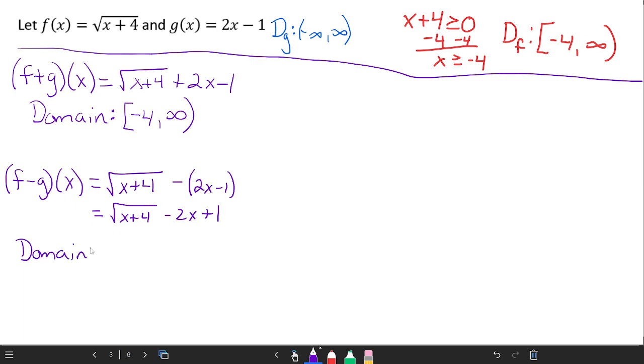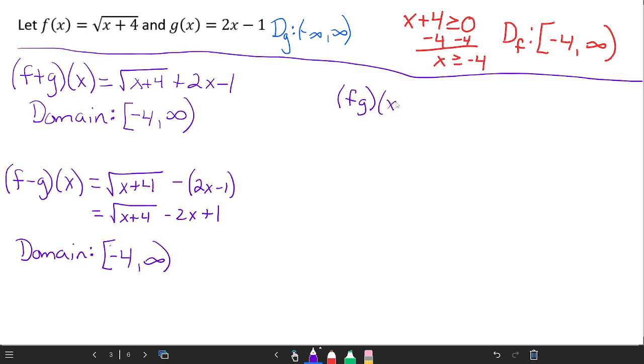The domain, again, is going to be just the set of all numbers that are in both the domain of f and the domain of g. G has all reals, but f has that restriction. So we're looking at numbers greater than or equal to -4 for that domain as well.